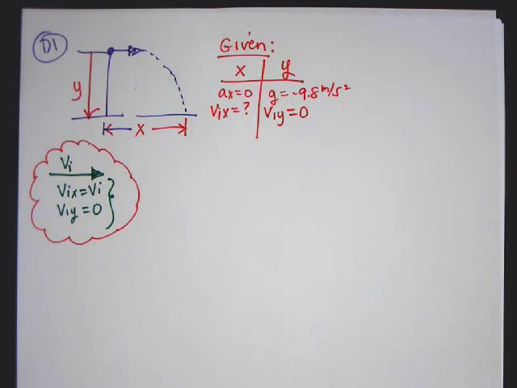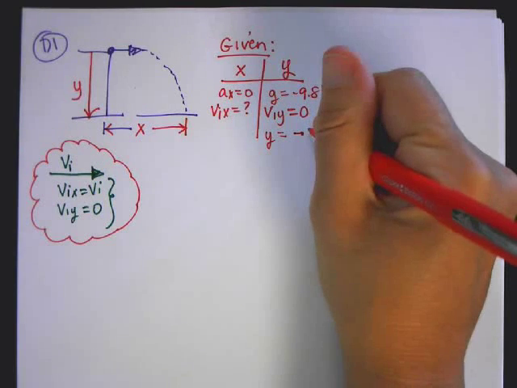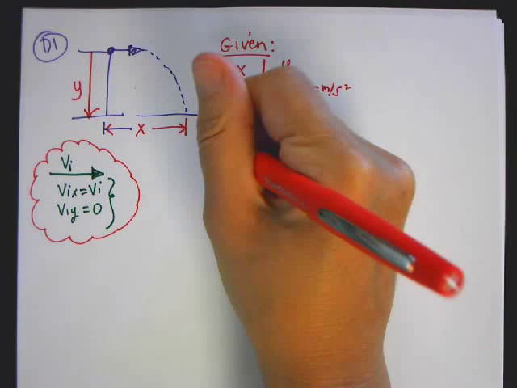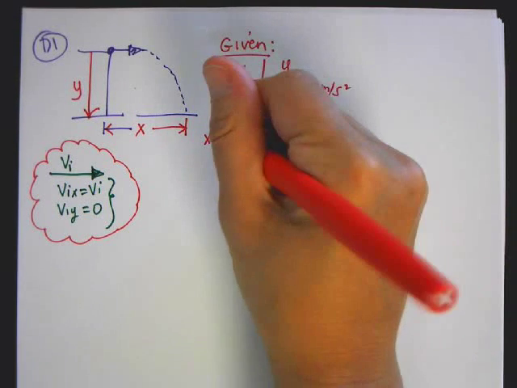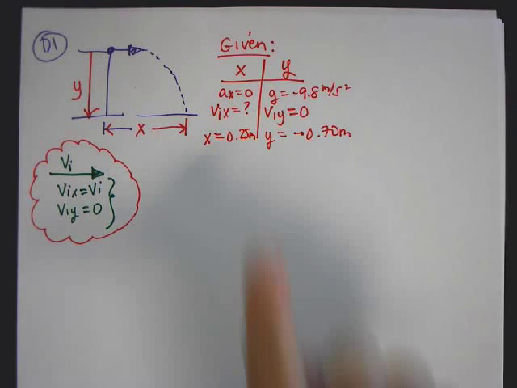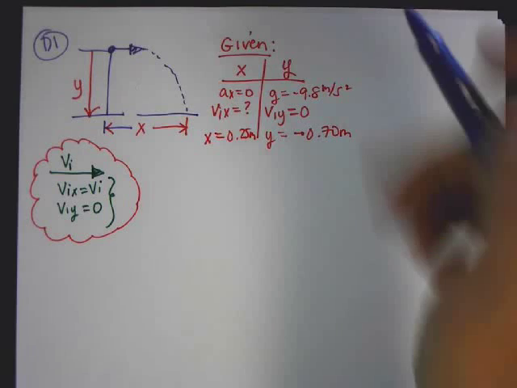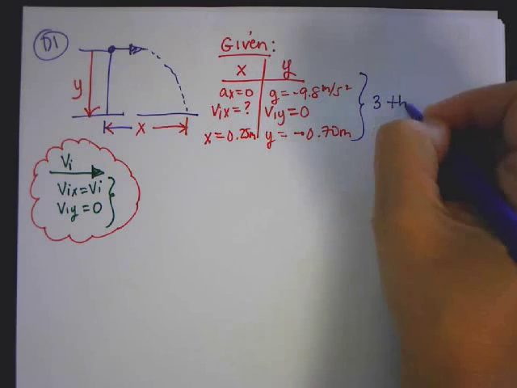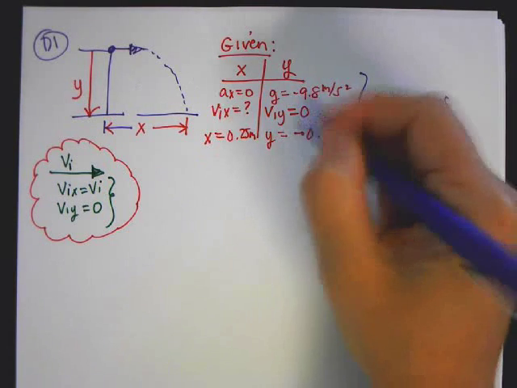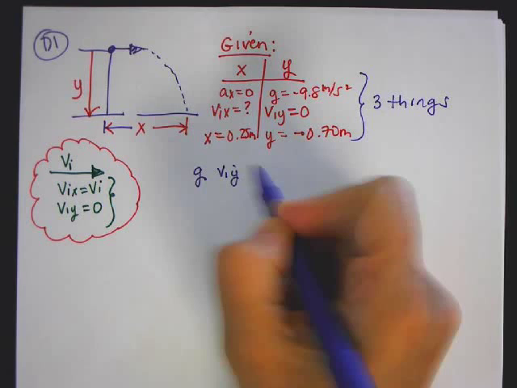The third step is to look and say, what else do I have in this problem? Well, they gave me y is equal to negative 0.70 meters, and they also told me that x is equal to 0.25. So the next step is, where do I start? What do I do next? Well, the next step is I look on each side and I say, is there one side where I have 3 things? So I see that over here I have 3 things. So I know that I'm going to use the information there. So I have little g, I have VIY, and I have y.